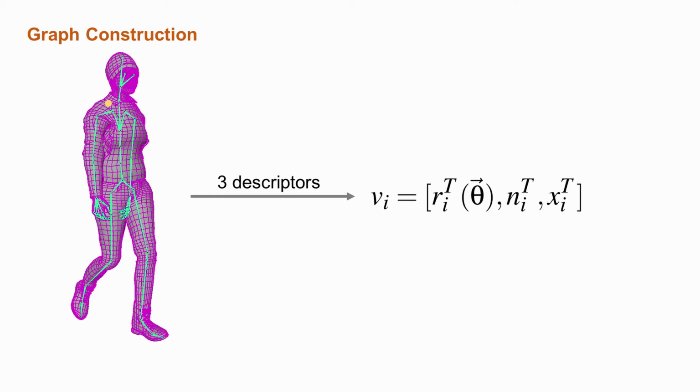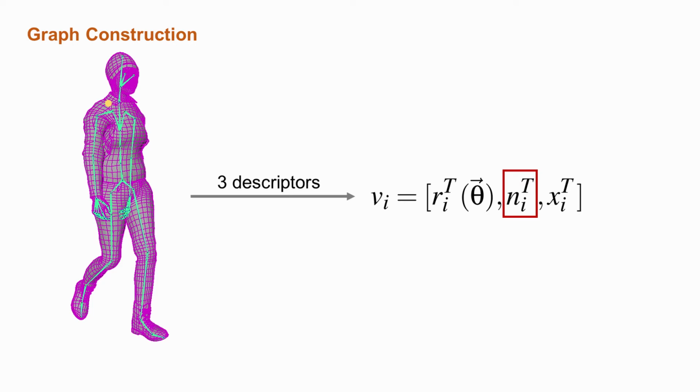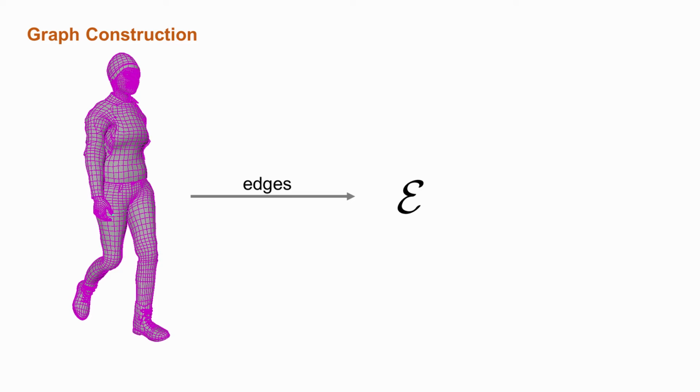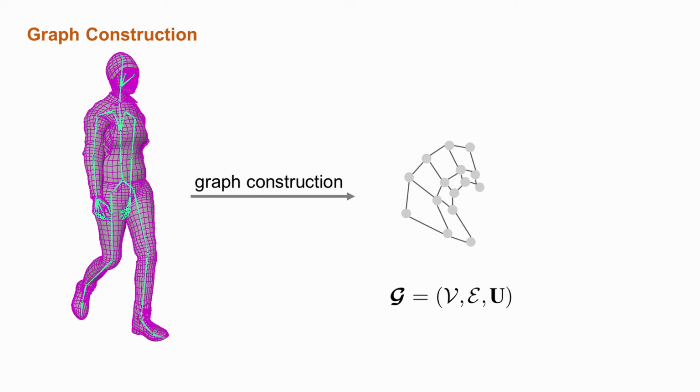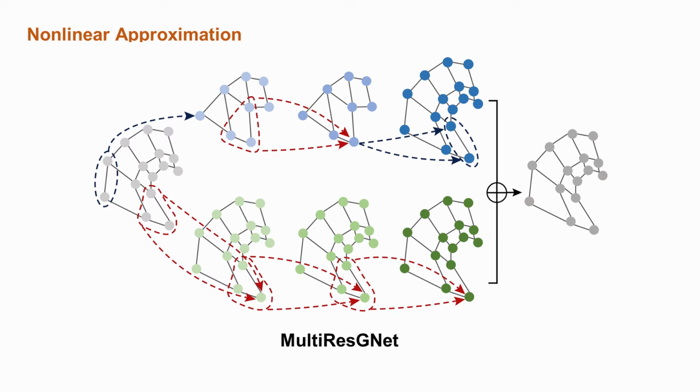Each feature vector has three descriptors: the relative skinning features, the normal of vertex, and the distance between vertex to joints. Combine the edges and the adjacency matrix to form the mesh graph G. Next, we map graphs to refinements through the MultiResGNet.